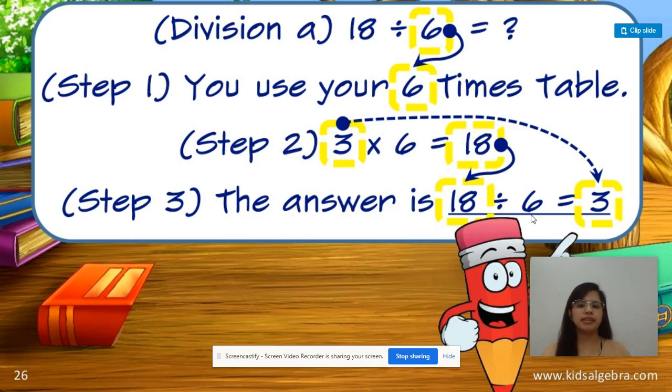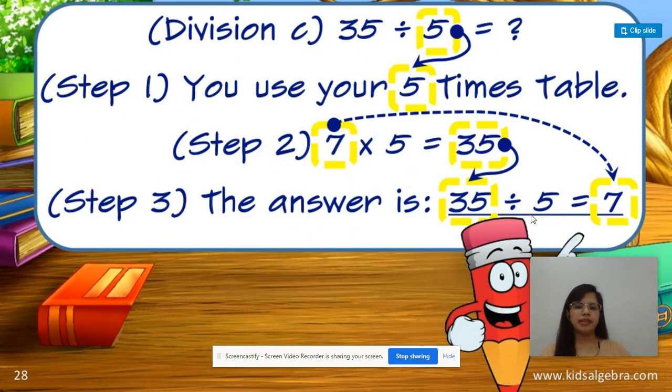It's 6. So since you don't have the multiplication chart beside you, but you know how to skip count by 6, let's do it. 6, 12, 18. You counted 3 times in order to arrive to 18. Therefore, the answer is 18 divided by 6 is 3. Let's do the next example.